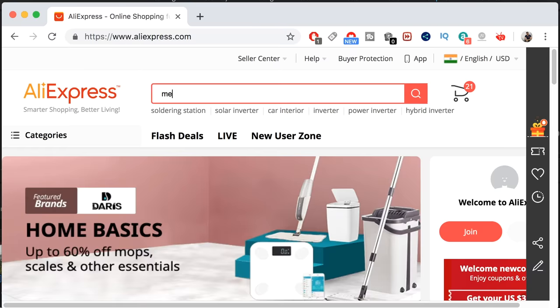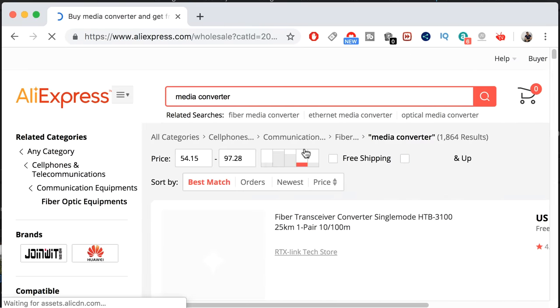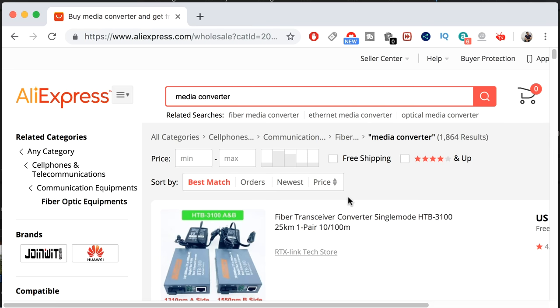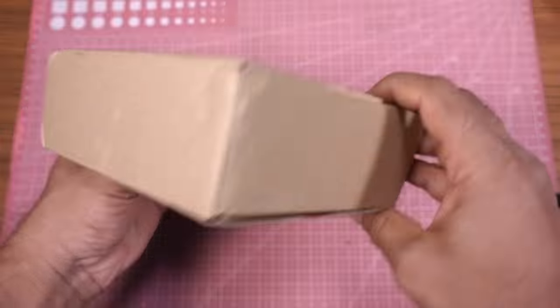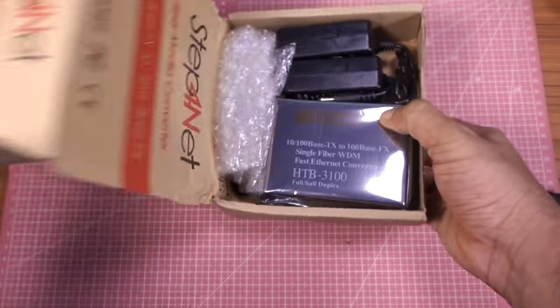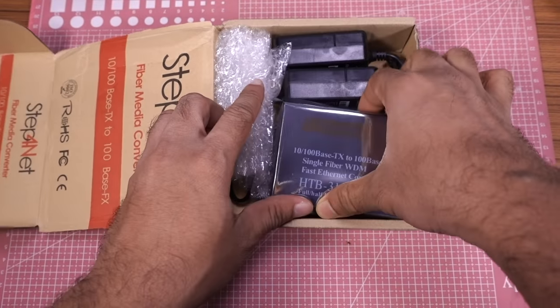One pair of media converters cost me only $13. I ordered it from AliExpress and I think you will not find anything cheaper than that anywhere in the world. Delivery took about 15 days from China to India, and here is the media converter.